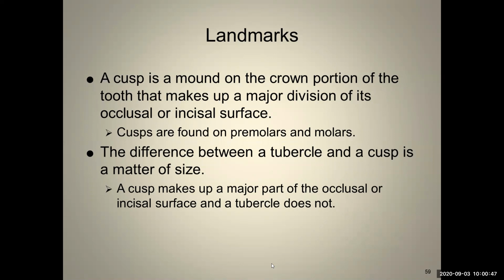So a tubercle is a small elevation versus a cusp, which is a mound on the crown portion of the tooth that makes up a major division of its occlusal or incisal surfaces. Cusps are found on all posterior teeth. So the difference between a tubercle and a cusp is size. A cusp makes up a major portion of the occlusal or incisal surface, versus a tubercle, which is a small elevation.